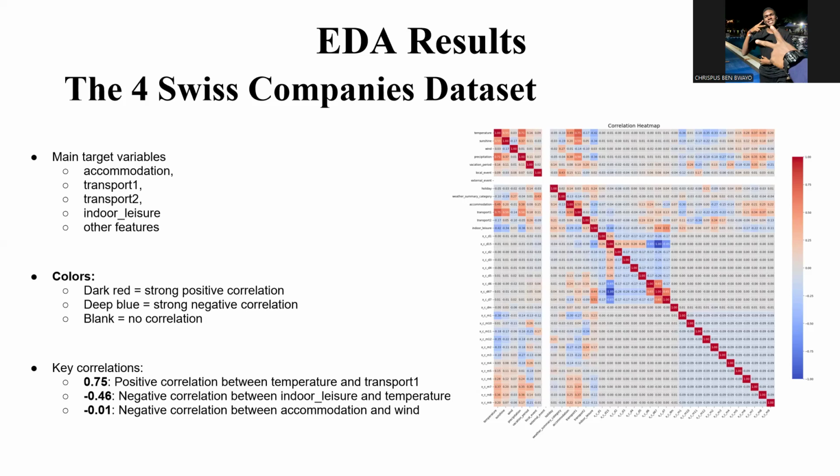Wind does not greatly influence the choice of accommodation. Then minus 0.46, which is a negative correlation between indoor leisure activities and temperature.